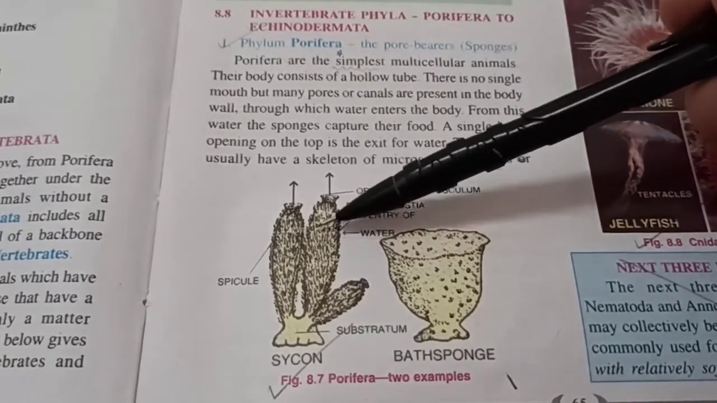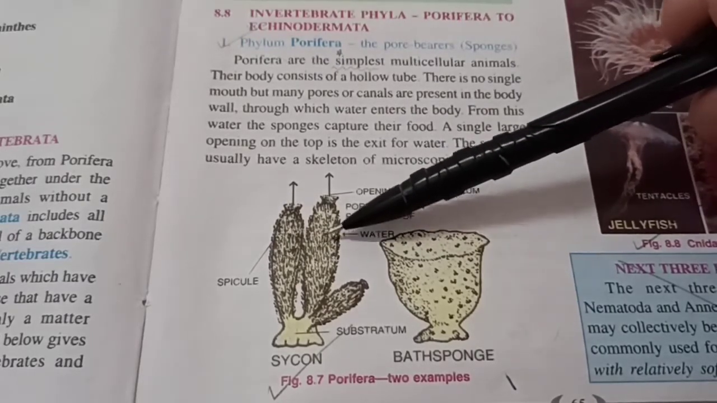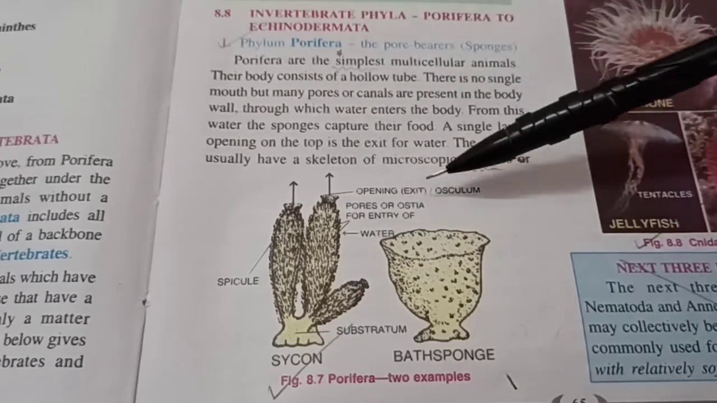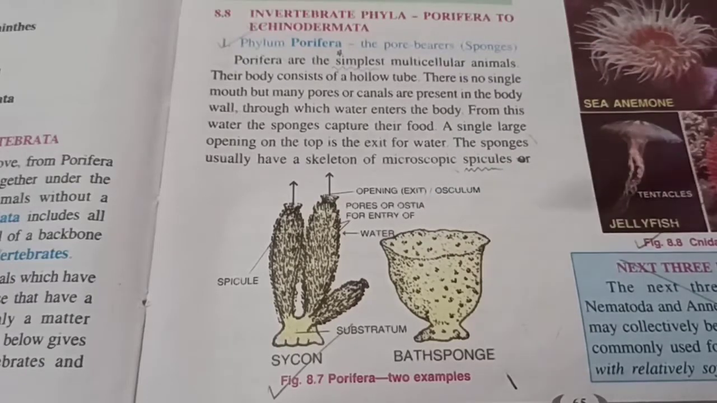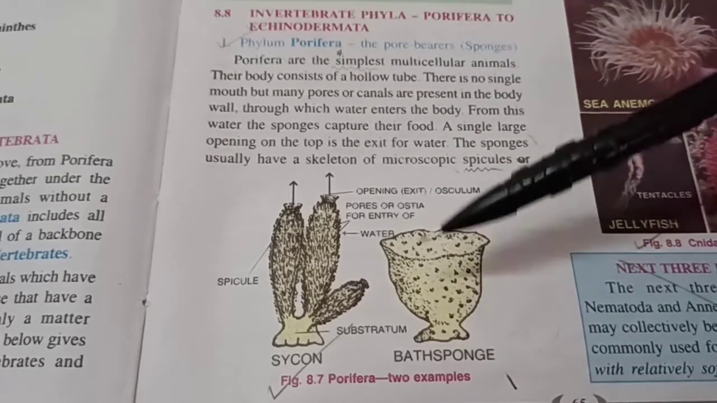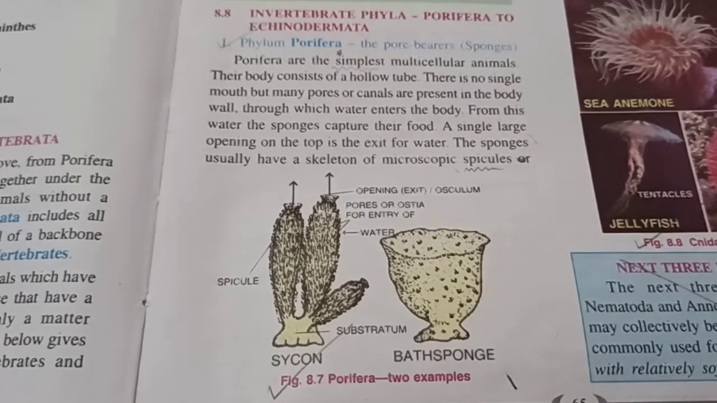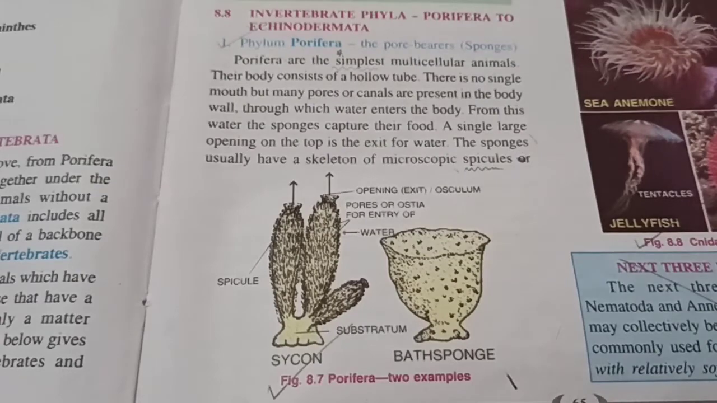They have many pores or ostia for the entry of water. Water goes inside, water has nutrients and food which is used by them, and the water exits from here, called the osculum. They are the simplest multicellular animals. Yeah, they are animals. And they have these spicules, thorny, maybe for their protection. Learn all the examples because they can ask that in the exam. They can be a freshwater or seawater as their habitat.